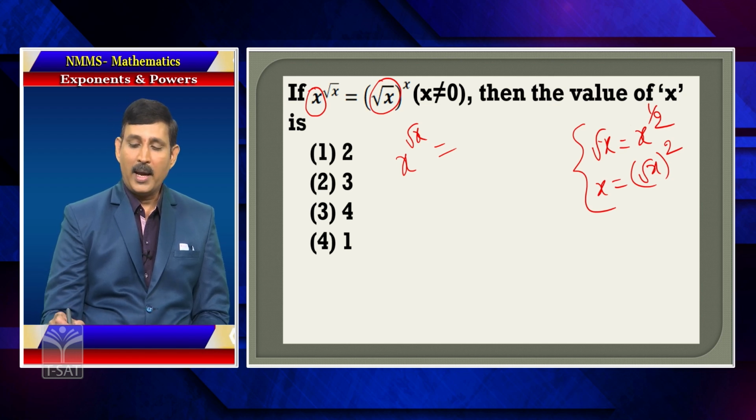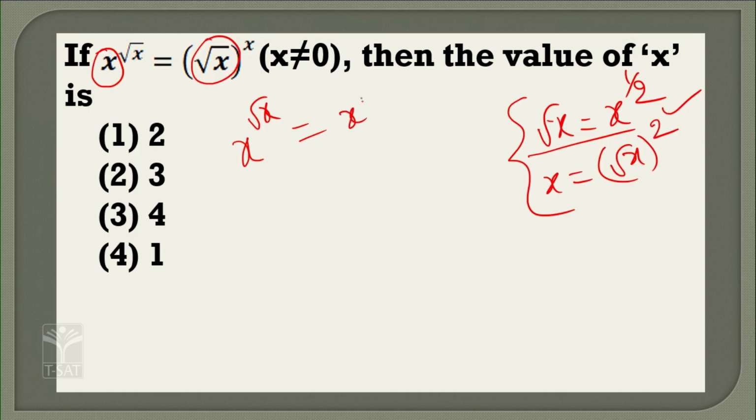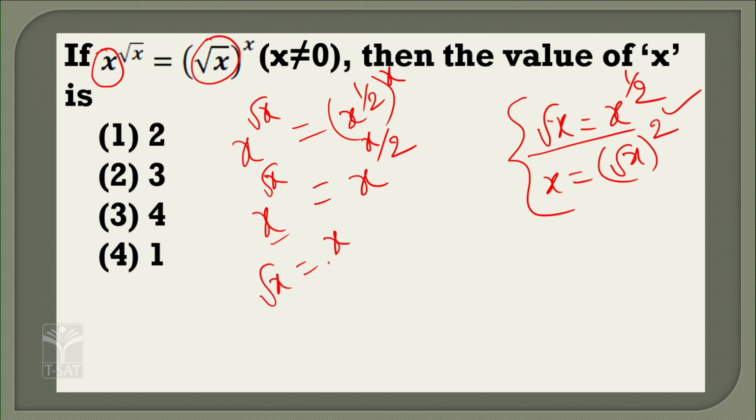So, suppose if I take root x is equal to x power half, then x power half whole power x. So, x power x by 2. So here also you have x power root x. Now here you can see the bases are equal, so equate powers. So you get root x is equal to x by 2. So 2 root x is equal to x.